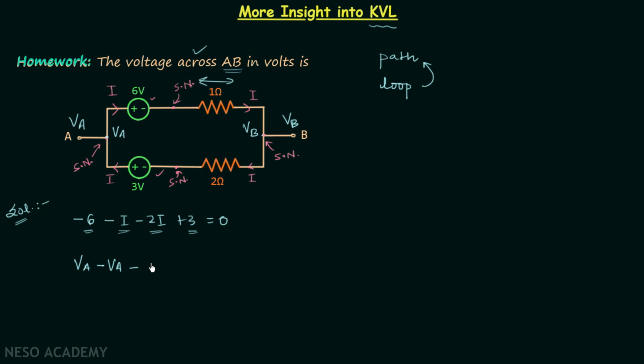So we have minus 6, then we have minus I, then we have minus 2I plus 3 equal to 0. Now I can add VA on both the sides. This will give me VA minus 6 minus 3I plus 3 equal to VA. Now look at this equation carefully.